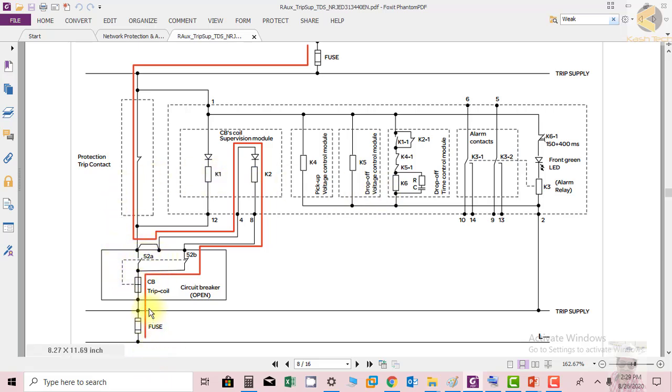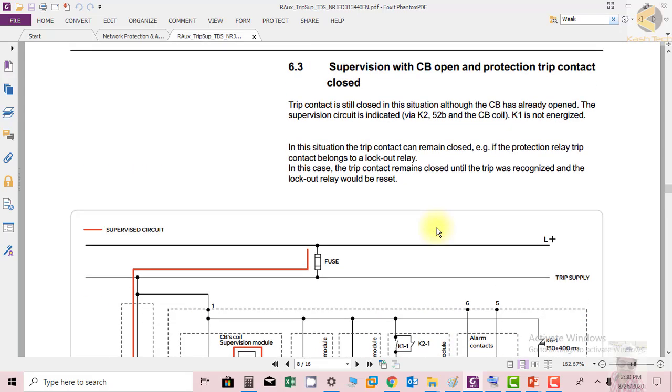When the breaker opens, you can see that the DC will travel from the tripping coil to 52, because now the breaker is open. So 52 is the normally closed contact of the circuit breaker, so it will be closed, and K2 will be energized through this contact. So it means this Schneider relay will work perfectly with the lockout relay, and this condition is also satisfied.